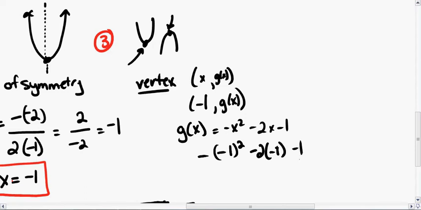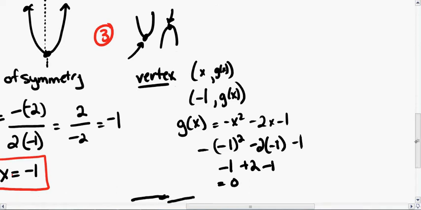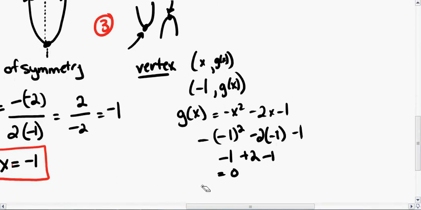Now let's clean this up a little bit. -1 squared is 1. The opposite of 1 is -1. -2 times -1 is a positive 2 minus 1. And it looks like all of that is turning into 0 at the end. So g of x equals 0. And here's my vertex, -1, 0.